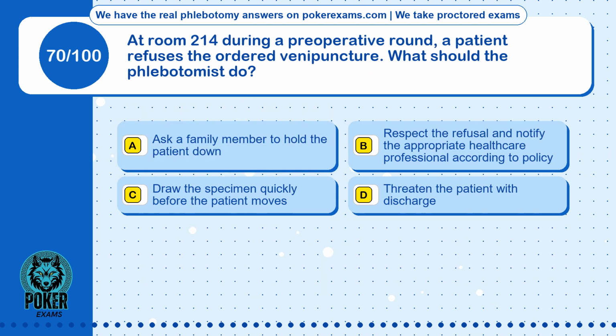Question 70. At room 214 during a preoperative round, a patient refuses the ordered venipuncture. What should the phlebotomist do? Option A, ask a family member to hold the patient down. Option B, respect the refusal and notify the appropriate healthcare professional according to policy. Option C, draw the specimen quickly before the patient moves. Option D, threaten the patient with discharge.